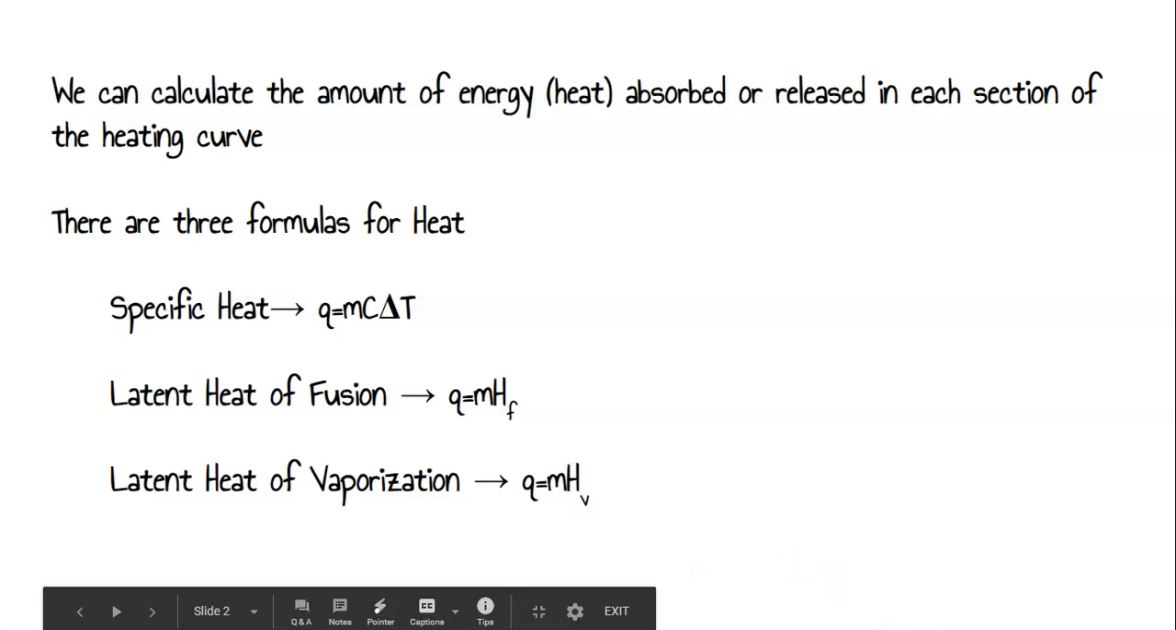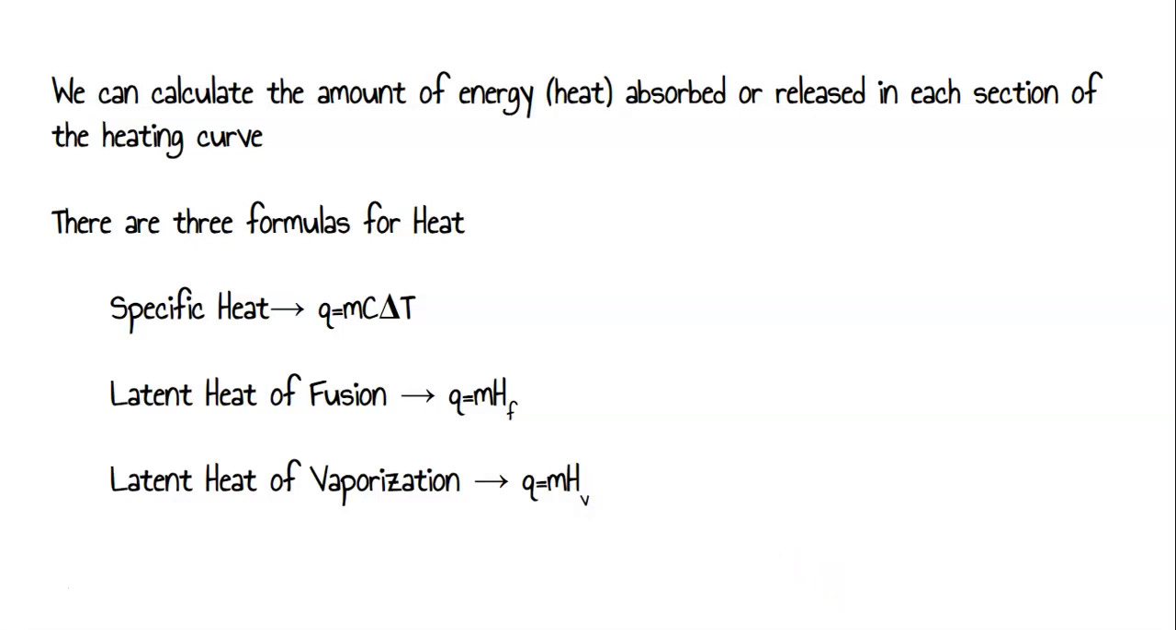So we can calculate the amount of energy or heat absorbed or released in each section of our heating curve by using one of three formulas. We can use specific heat, we can use latent heat of fusion, and we can use latent heat of vaporization. So we're going to take a look at each specific one and see where they are on the graph and how we can actually use these formulas.